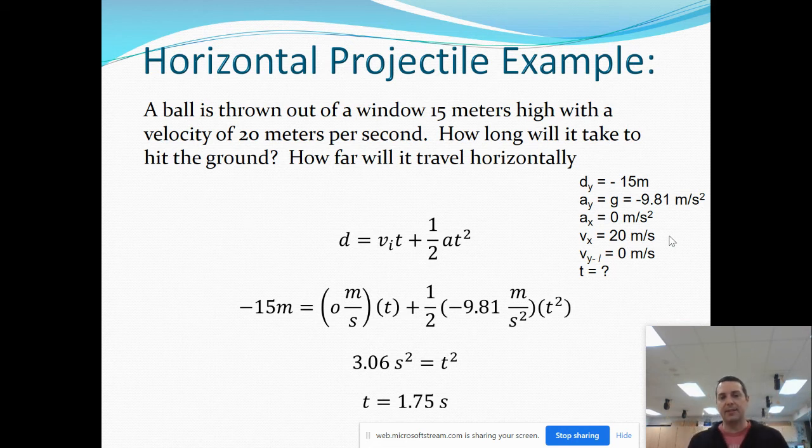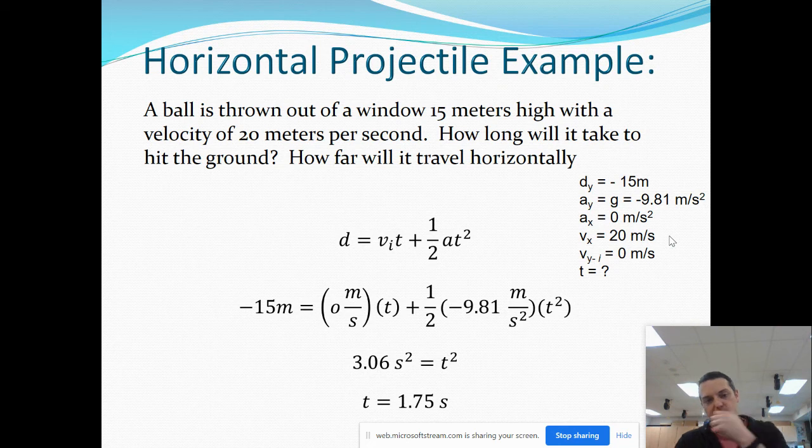Now, I do want to point out that if you were just to drop something out of the window 15 meters high, it would take 1.75 seconds to fall. If you were to throw something out of a window horizontally, regardless of how fast it's moving horizontally, it's still going to take 1.75 seconds to fall. This is what we mean when we talk about independence of motion. How it's going to fall vertically is not going to be impacted by what it's doing horizontally. So we just treat it like a free fall drop problem, figure out how long it's going to take to fall, and then we are all set.